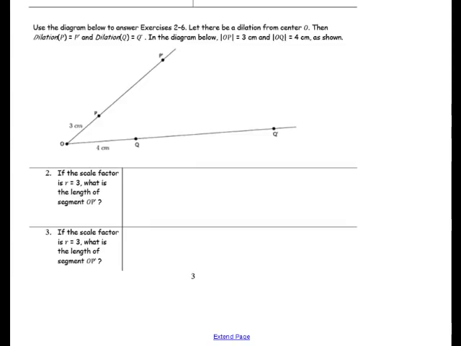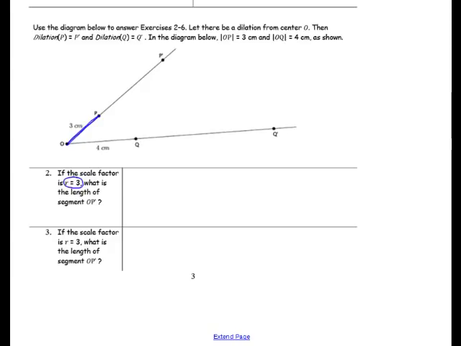Using the diagram below to answer exercises 2 through 6, let there be a dilation from center O. Then a dilation of P equaling P prime and a dilation of Q equaling Q prime. In the diagram below, the measure of OP equals 3 centimeters. So the distance from O to P is 3 centimeters, and we are going to use a scale factor of 3 to dilate that segment.